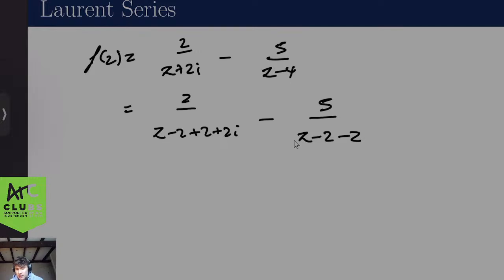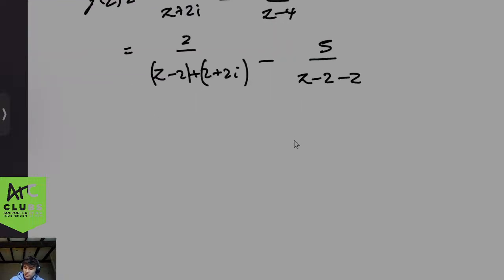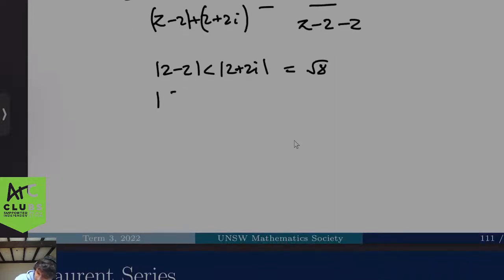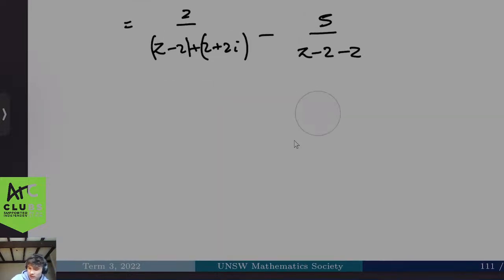And now to continue, we need to think about our convergence. In other words, do we need to divide in this case? So we'll look at this first one. We have a z minus 2 and 2 plus 2i. We note that the modulus of z minus 2 is less than the modulus of 2 plus 2i, which equals root 8, which means that z minus 2 on 2 plus 2i has modulus less than 1. And so that actually works. We just need to divide everything by 2 plus 2i. So we'll write it like this.